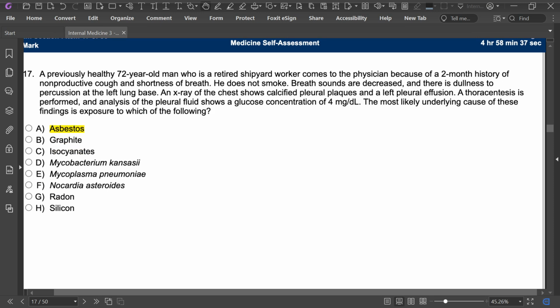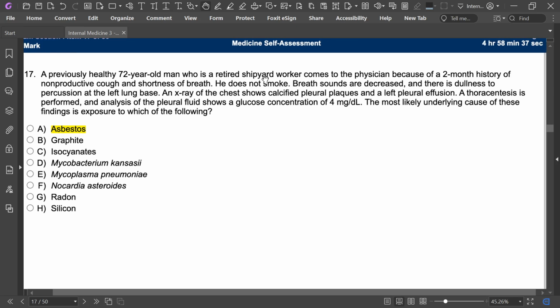So this is asbestosis. A history of working in the shipyard looks like asbestosis. So a shipyard worker is asbestosis.